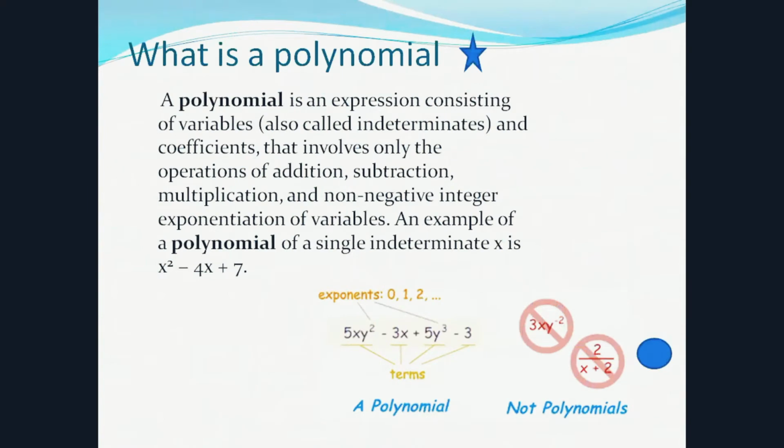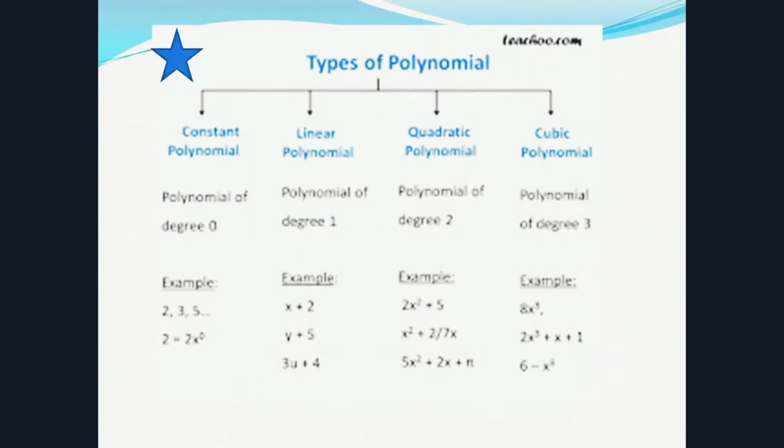So what exactly is a polynomial? It is an expression consisting of variables and coefficients that involves only the use of addition, subtraction, multiplication and non-negative integer exponents of variables. An example of a polynomial of single indeterminate x is x to the power 2 minus 4x plus 7. Now we will look at the types of polynomials on the basis of degrees.